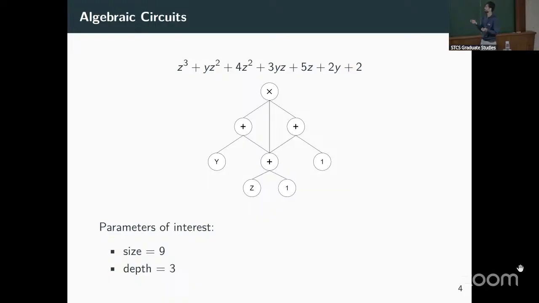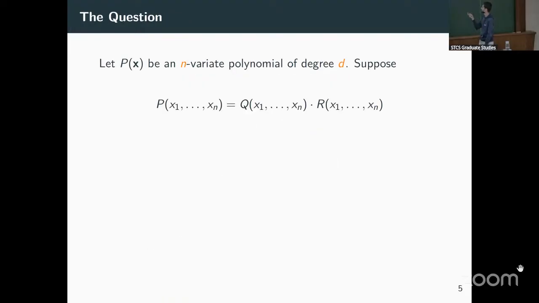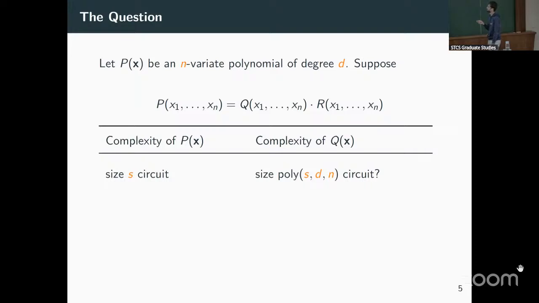So now let me rephrase the question I started with in this language. I have a polynomial P, and Q is a factor of it. Suppose I told you that P had a size S circuit, then can I say that Q also has a small circuit? By small, I mean that there is a polynomial blow up in the size. So I'm okay if the circuit of Q is at most poly in S, D, and N. And I can now ask the same question on restrictive models. For example, I can ask this question on formulas: if P has a size S formula, does the factor have a small formula?